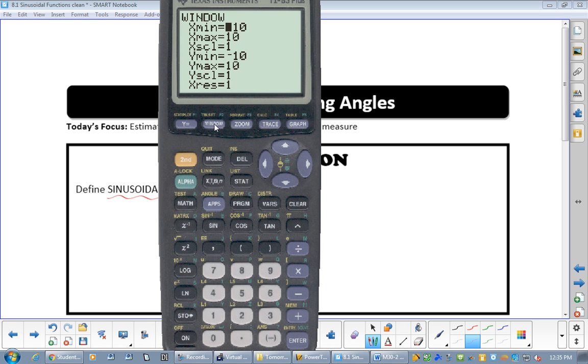Okay, so anyway, let's do a graph. My x-min, I'm going to go from 0 to 2 pi. So you put 2 and the pi sign. And scale, let's use pi over 6. You go second pi divided by 6. Okay? My y-min, put in -2. My y-max, we'll put in 2. Okay? Then we're going to go to y equals, and all you're going to do is put sine x. And then we'll graph that.